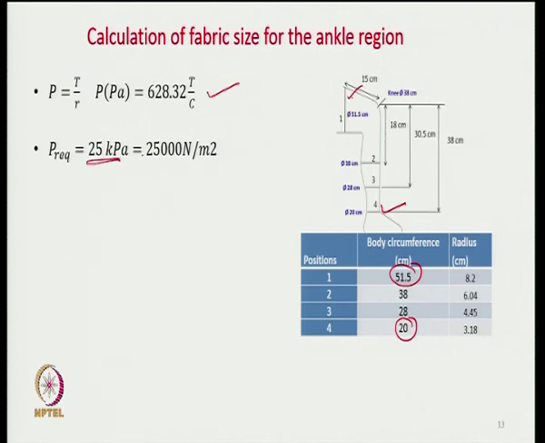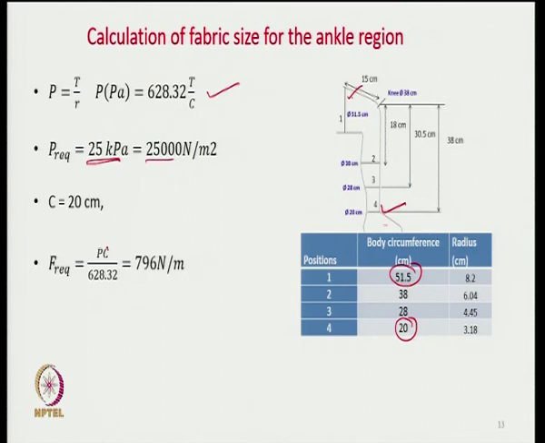So, so much of kPa basically means 25,000 Newton per meter square, that is the pressure. C is how much? The circumference of the ankle is only 20 centimeter as given here. So, C is 20 centimeter. So, the required stretch in the fabric, whatever fabric will be placed over the ankle region, how much force we require, that is first we need to know. Force required in the fabric which will be covering the ankle region.